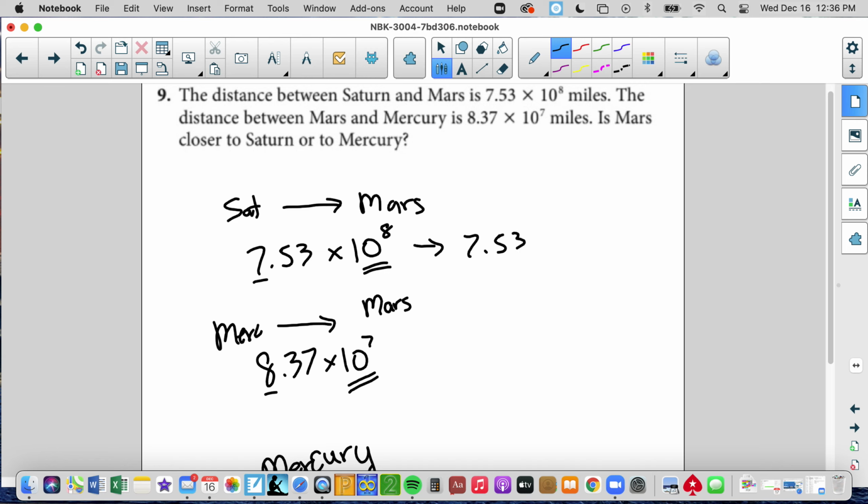That would be 7.53, and then the 8 tells us to move this decimal point 8 places to the right. 1, 2, 3, 4, 5, 6, 7, 8. And then we fill them in with zeros. So that number ends up being 753,000,000. So 753 million miles away.